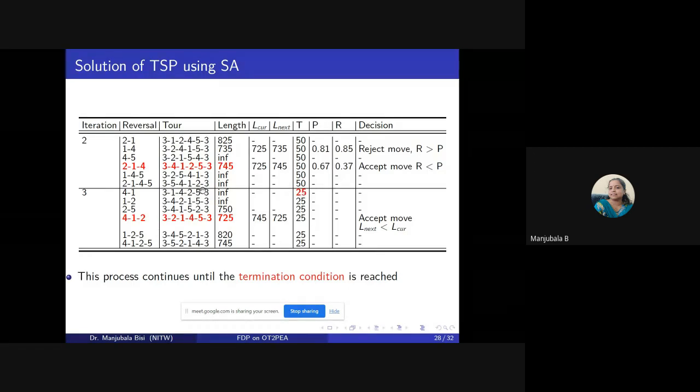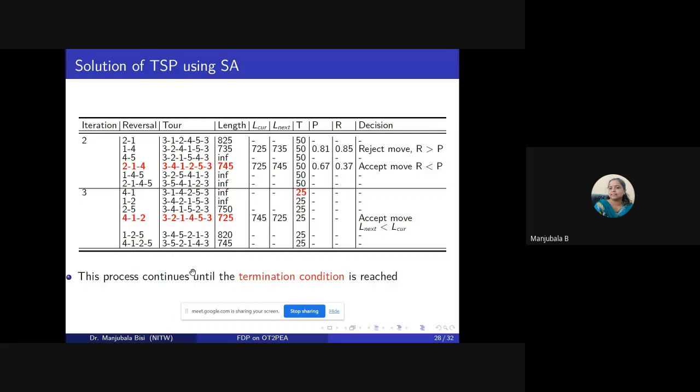The same procedure you apply, and only for the hand calculation I have shown 3 iterations, and you are getting the 725 here. This is the optimum solution. And what is the sequence of cities the person has to visit? He will start from city 3, then 2, 1, 4, 5. Again he has to come back to city 3, and he gets the tour length as 725, right?